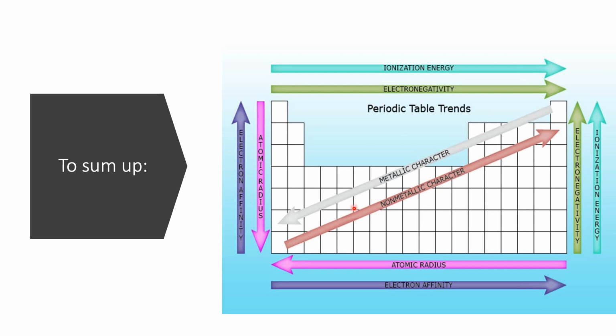Same goes from top to bottom, because as we talked about, metallic character becomes more prominent as we go down the periodic table, and non-metallic character increases as we go up. So ionization energy is going to follow that. Electron affinity, which we have not talked about yet, is defined as the amount of energy released when an electron is attached to a neutral atom or molecule in the gas state, which results in the formation of an anion, or a negatively charged ion.